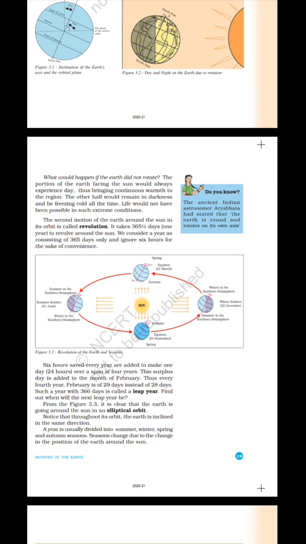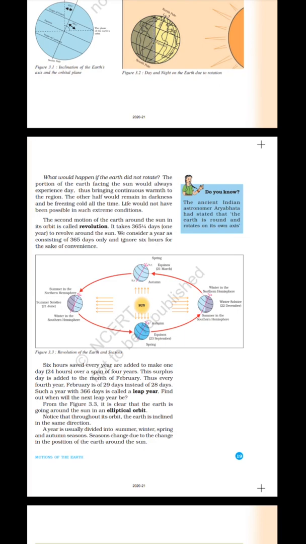The second motion of the earth around the sun in its orbit is called revolution. It takes 365 and a quarter days, or 1 year, to revolve around the sun. We consider a year as consisting of 365 days only and ignore 6 hours for the sake of convenience. The 6 hours saved every year are added to make one day of 24 hours over a span of 4 years.